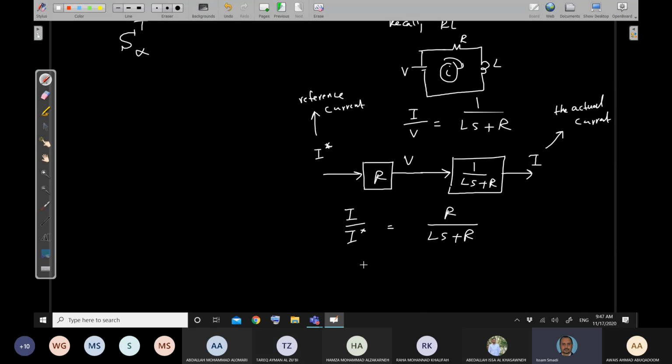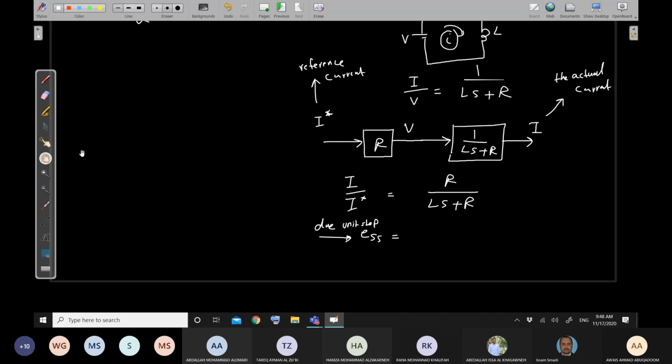Can you give me E steady state equal to what here? Of course, if I need to specify the error, I must specify the input, due to unit step. So E steady state equals the limit when S goes to 0. Okay, let's do the math. The limit when S goes to 0 of S times E of S. So, 0. Thank you.